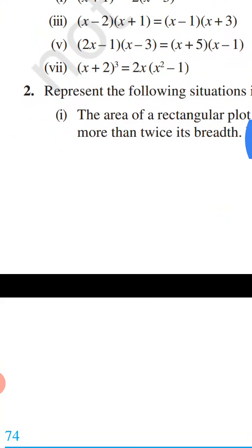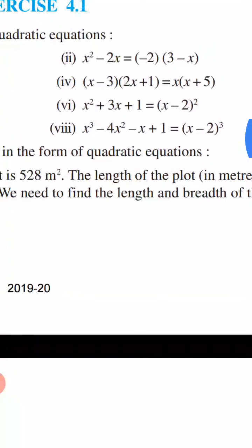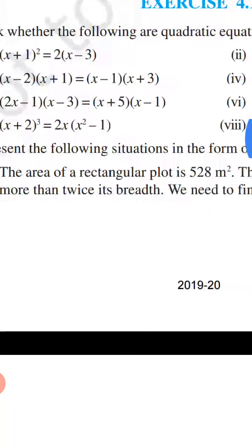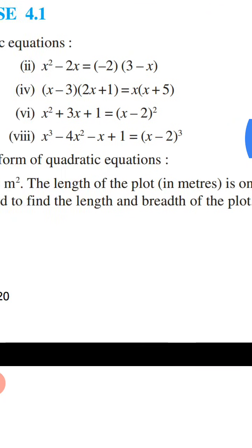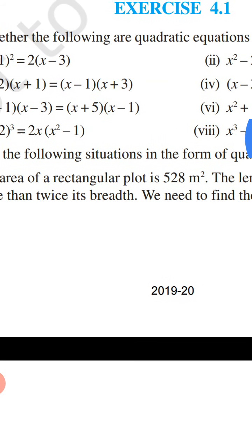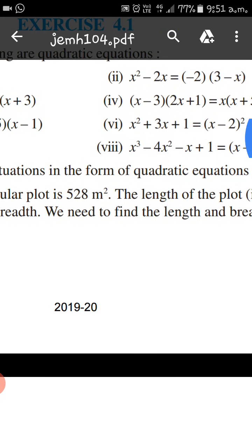Next, there is a problem. The area of a rectangular plot is 528 meters square. The length of the plot in meters is 1 more than twice its breadth. So if you suppose that the breadth is x, then the length will be 2x plus 1. So you have to multiply it, x into 2x plus 1, and that is equal to 528.